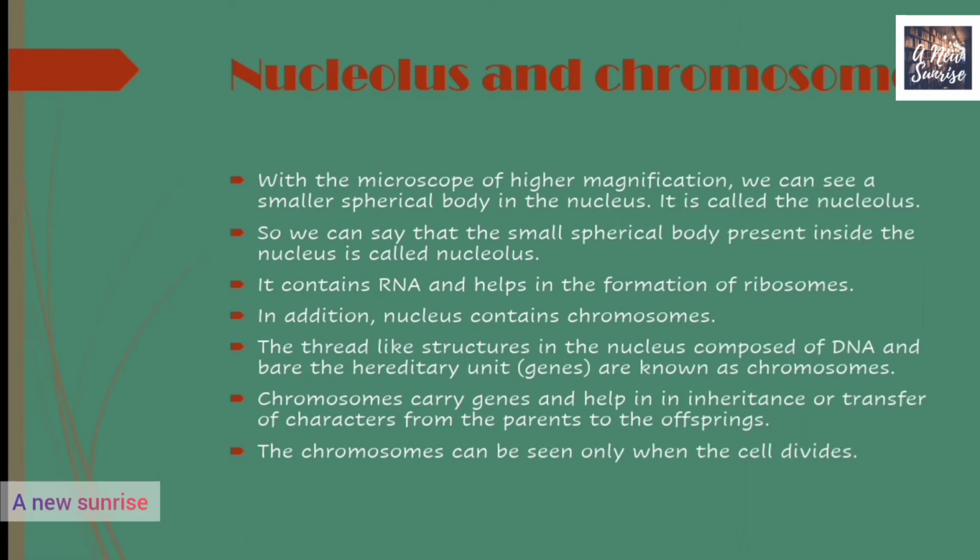What is the definition of nucleolus? A small spherical body present inside the nucleus is called nucleolus. It contains RNA and helps in the formation of ribosomes. In addition, the nucleus contains chromosomes. The thread-like structures in the nucleus composed of DNA, which bear the hereditary units, which are genes, are known as chromosomes. We will learn about these genes in my next topic.